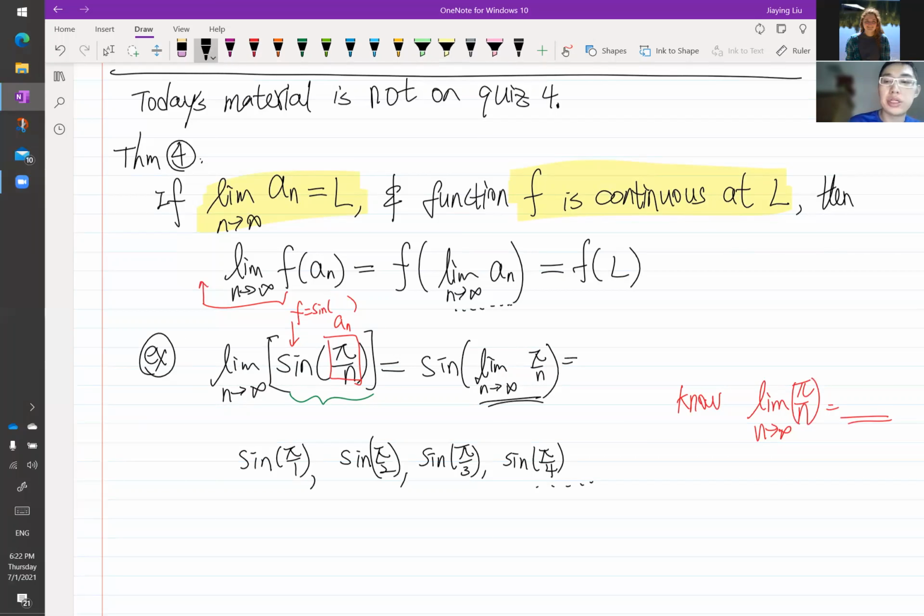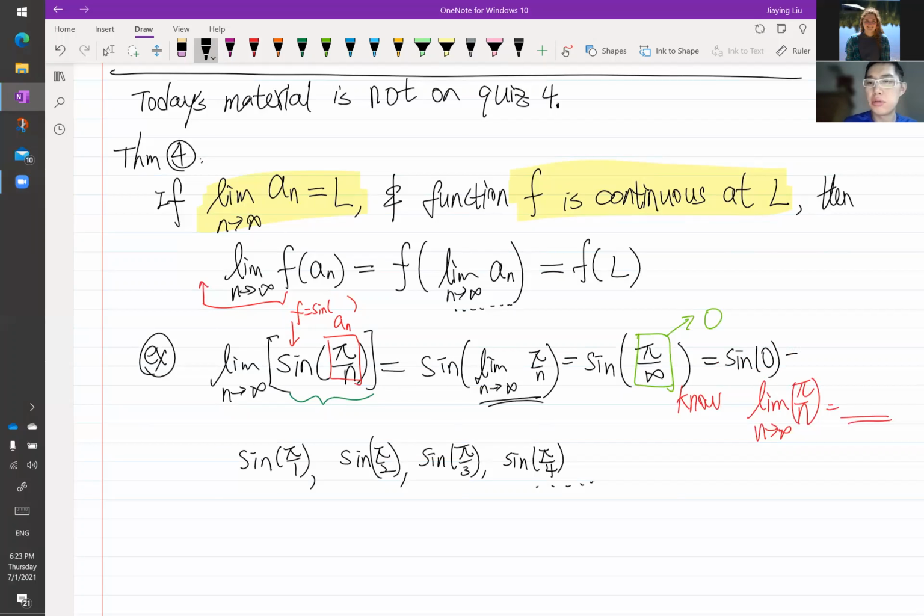So let's consider this. What is the limit as n goes to infinity of pi over n? Well, if n goes to infinity, pi over n becomes, let me leave the sine alone, pi over infinity, right? If you take pi and divide it into infinitely many parts, it's very small, right? So this part basically approaches 0. And then you take sine of 0 there.